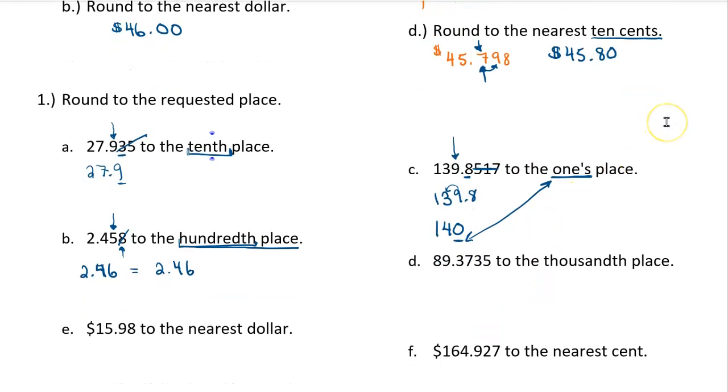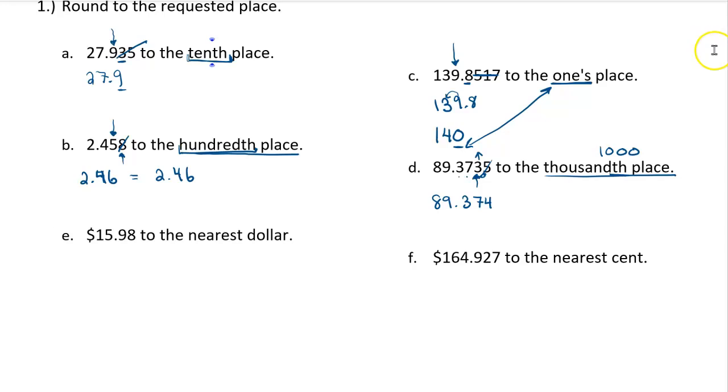So D, we have to the 1000th place. So step 1, identify where the 1000th place is. It's to the right of the decimal. It is 3 places to the right of the decimal because remember, 1,000 has 3 zeros. So it's 3 places to the right. Look to the number to the right. Is it 5 or greater? Yeah. So that means this goes away and the remaining place goes up. So I get 89,374,000. That's it.